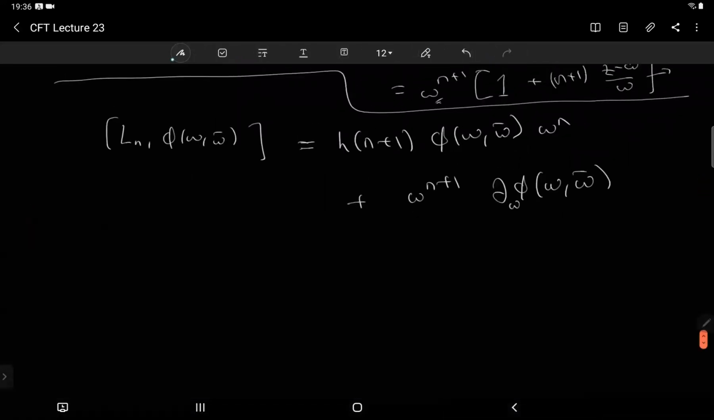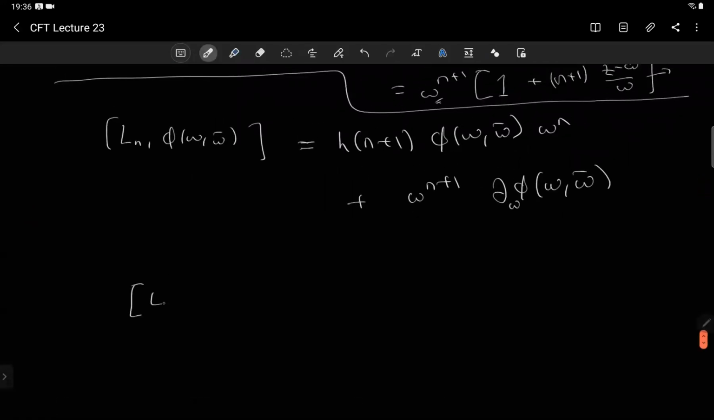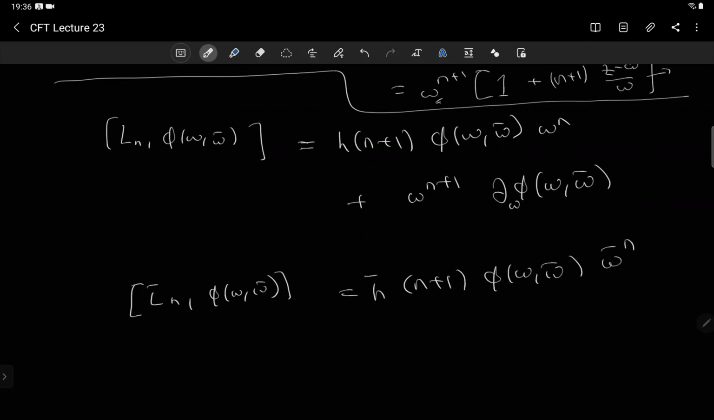And in the same way, if you did it for L bar, exactly the same, but now there will be an omega bar. So you'll now have h bar n plus 1 pi omega omega bar times omega bar to the power n plus omega bar to the power n plus 1 del omega bar phi omega omega bar. These are the two things you'll get.